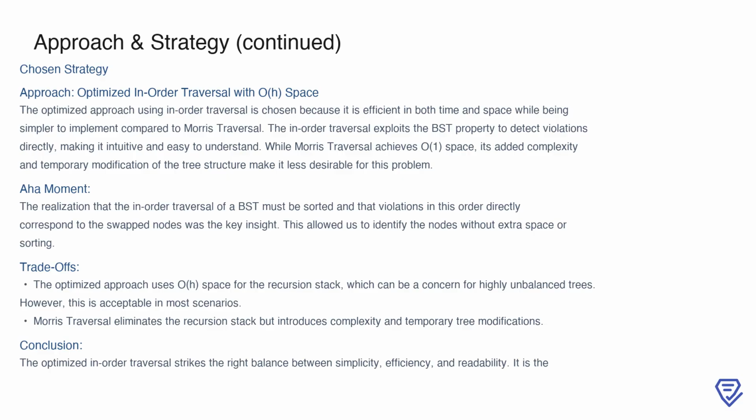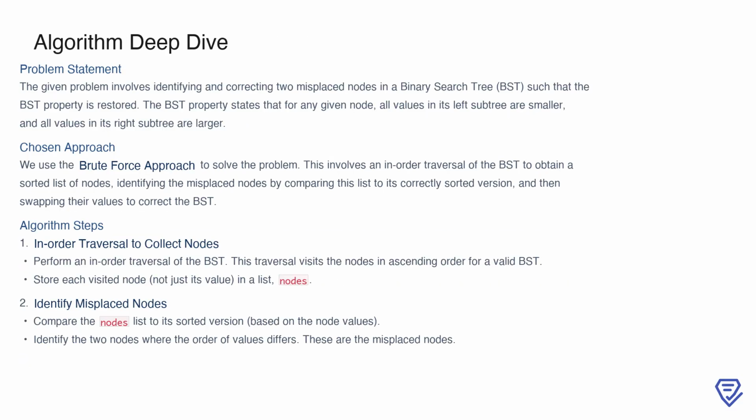To solve this problem, we're tasked with identifying and correcting two misplaced nodes in a binary search tree, or BST. Recall that in a BST, the left subtree of any node contains only nodes with values smaller than the node itself, while the right subtree contains only nodes with larger values. If two nodes are swapped by mistake, this key property is violated. Our goal is to restore the BST property.